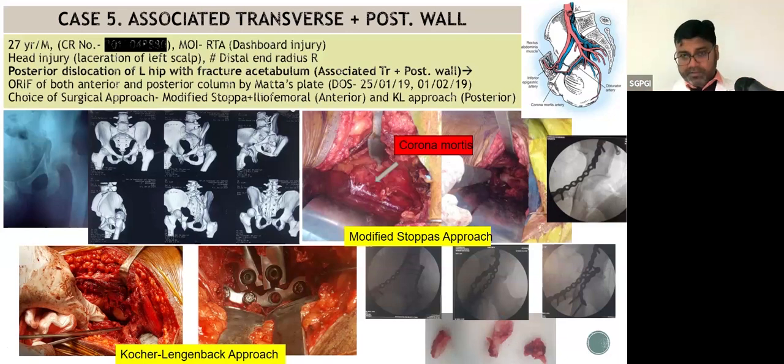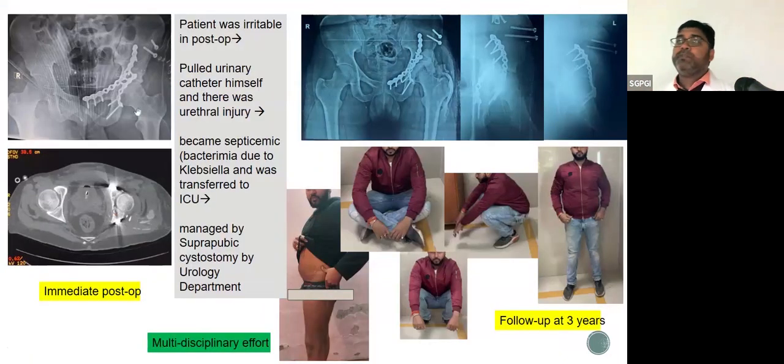But again, as you know, some people's luck is just bad. This patient had some kind of itching around the catheter, and he pulled the catheter out all by himself. Immediately the patient's condition deteriorated, he became feverish, and the patient had to be immediately transferred to the ICU.